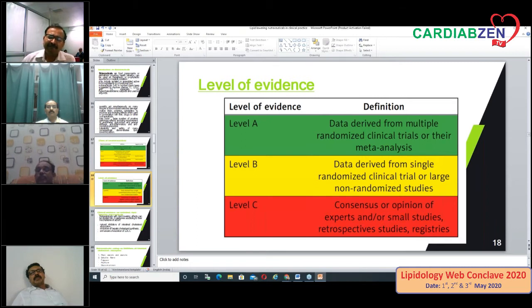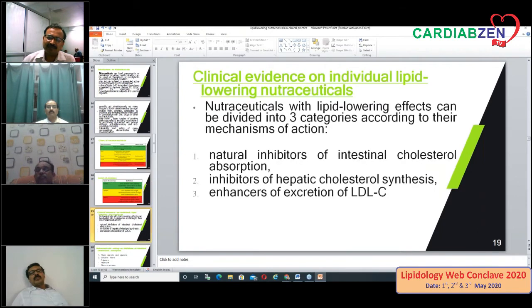So far as nutraceuticals are concerned, they may be given to patients with hypercholesterolemia, but there is a lack of sound scientific evidence from multiple randomized controlled trials, or at least a systematic review or meta-analysis, which is yet to be produced in the medical fraternity, to use them as a single agent. The clinical evidence on individual nutraceuticals with lipid-lowering effects can be divided into three categories according to the mechanism of action.